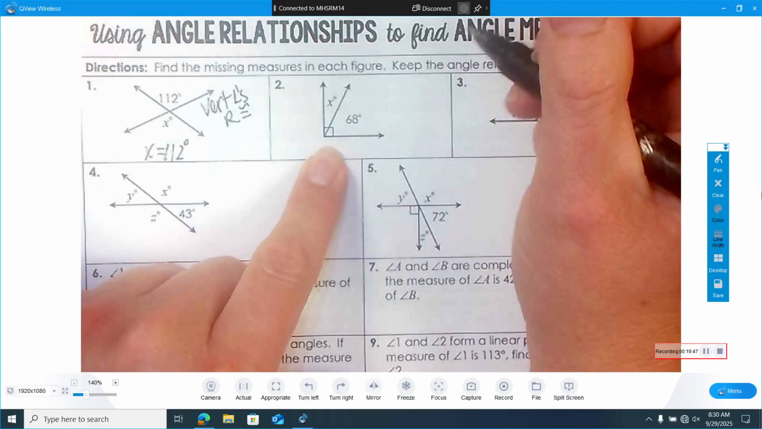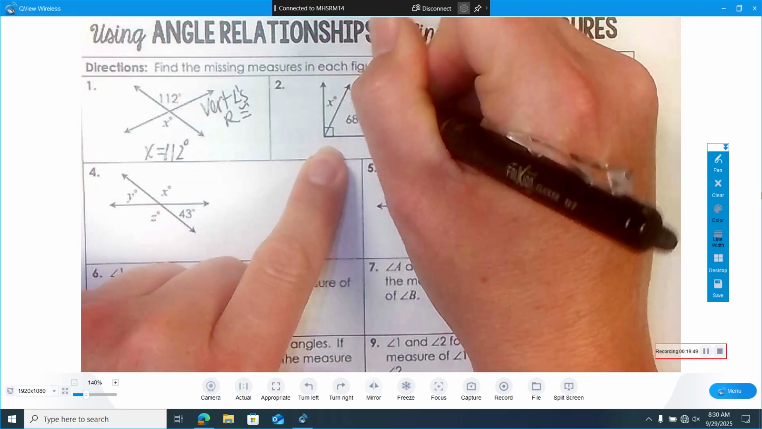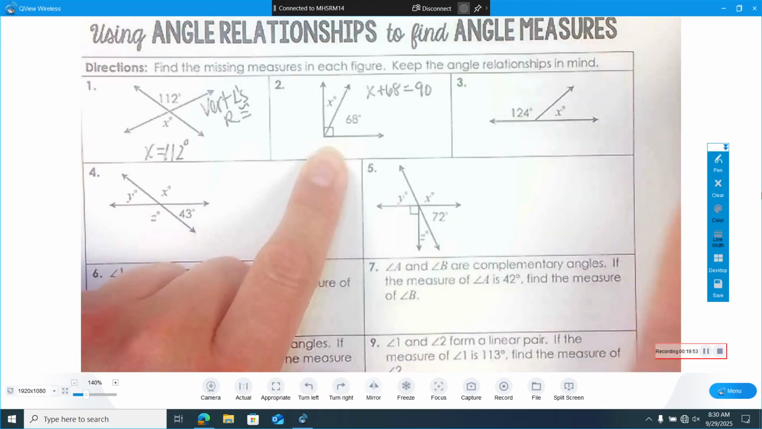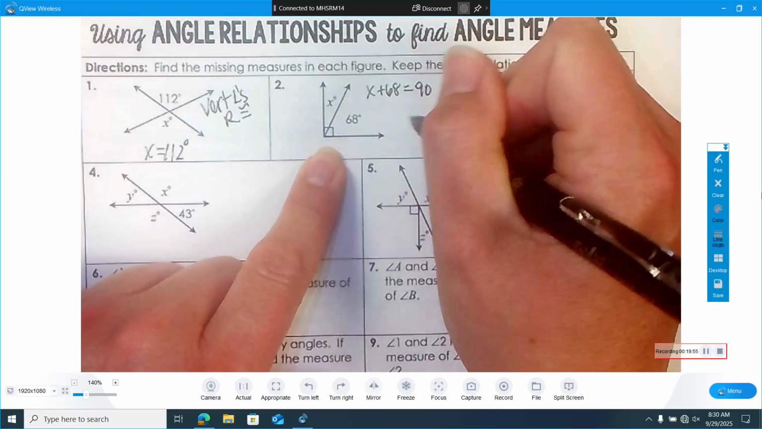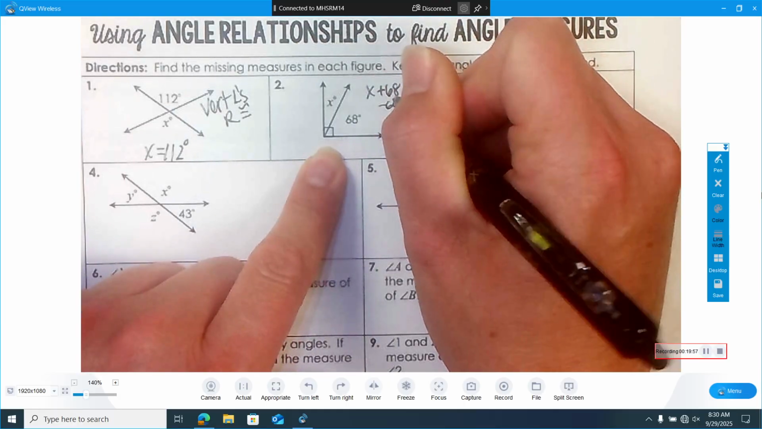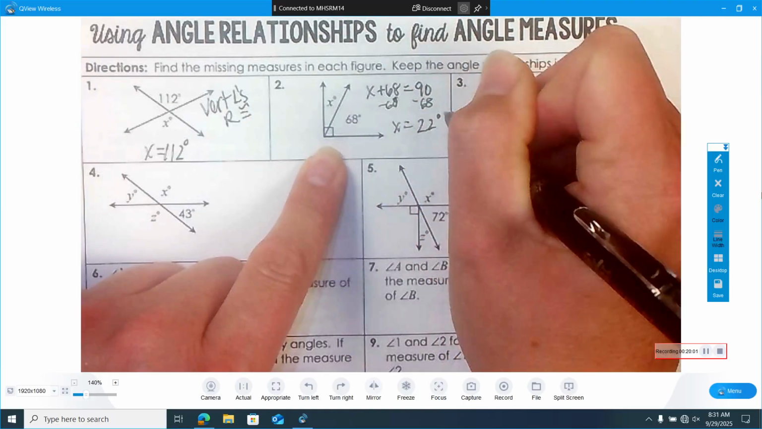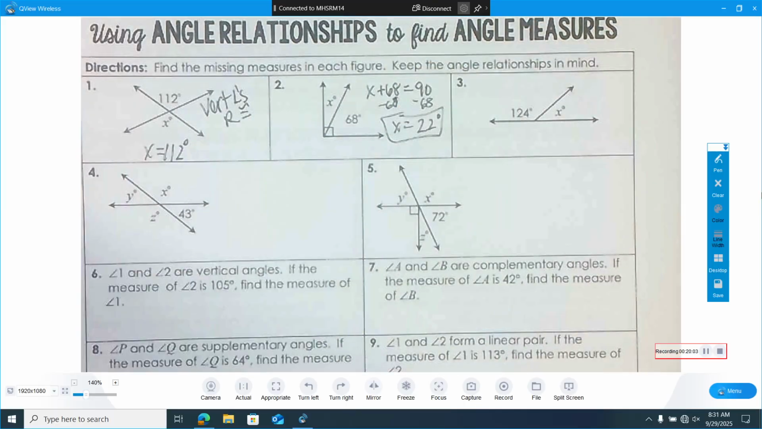22, you got 22, 1 to 68. So X plus 68 should equal what? 90 degrees. They're complementary, and so if we subtract 68, Clayton, you already said it. What was the answer? 22. Very good. So X must be 22 degrees. Beautiful.